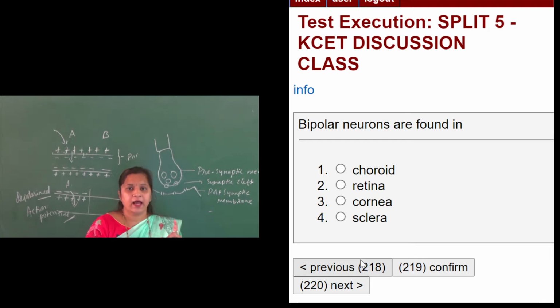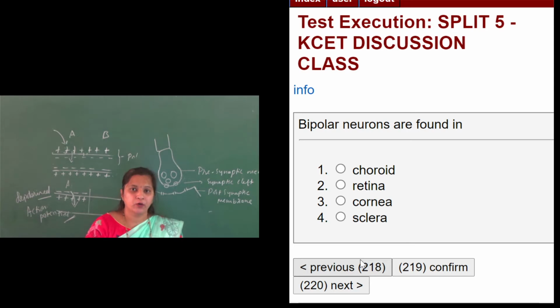Unipolar neurons have a cell body which possesses only one axon, and the dendrites are absent. So they have only one pole, no? That's why they are called unipolar neurons. These unipolar neurons are present in the embryonic stage.